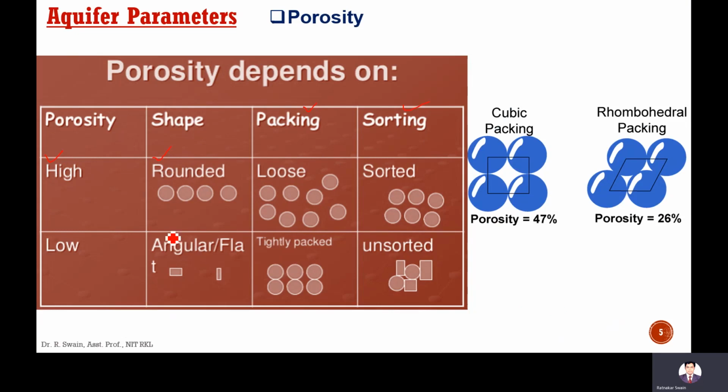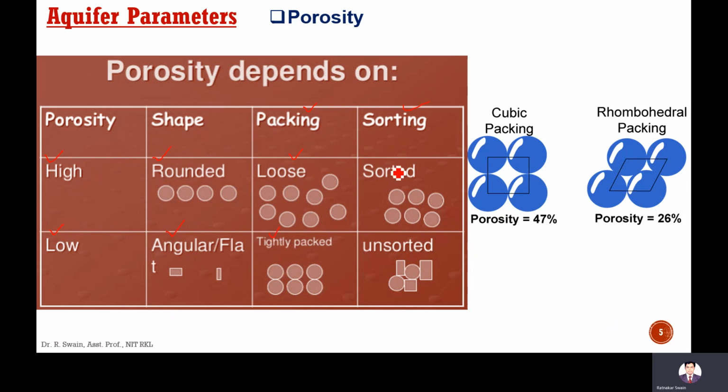But if it is angular in shape, then the gaps will be filled up by the particles, so the porosity will be less. And for packing, if it is loosely packed, then it will be more porous. If it is tightly packed, there will be very little gap between the particles, so the porosity will be very low.